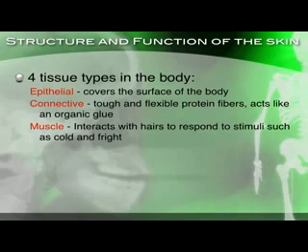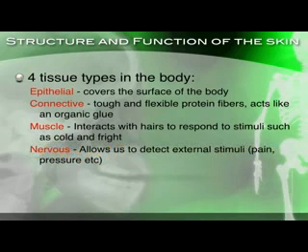Then the last type of tissue that we have would be nervous tissue. What does that do? It makes you feel nervous. No, not exactly, not in the skin. Nervous tissue allows us to detect external stimuli such as pain and pressure. Is that a good thing? Do we want to detect that? Yes.